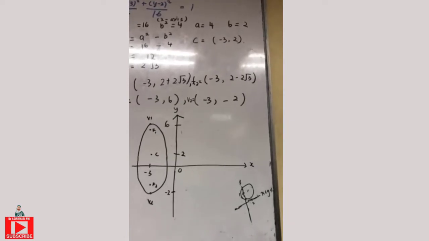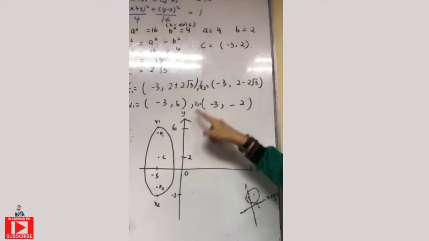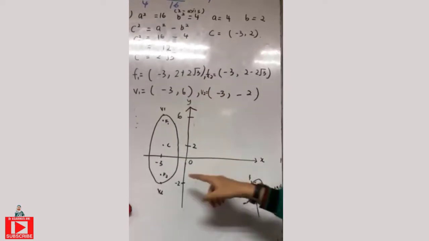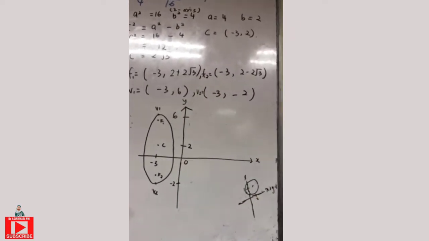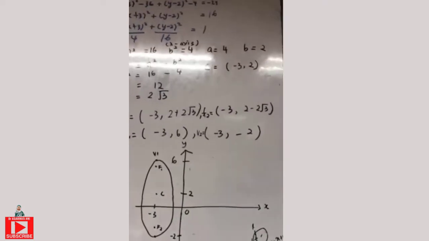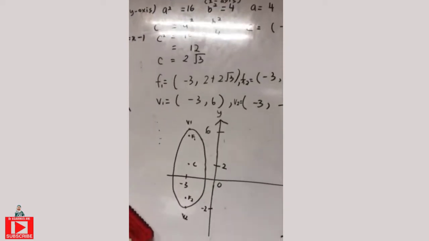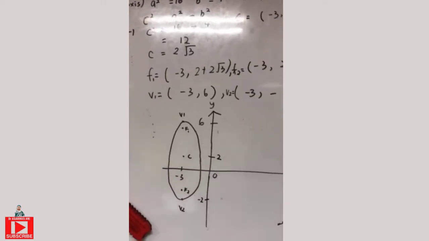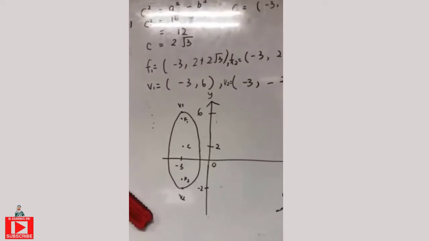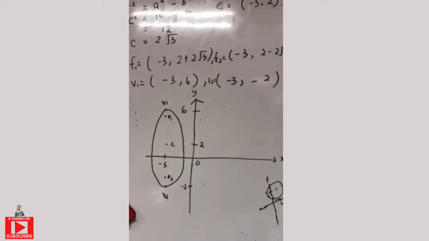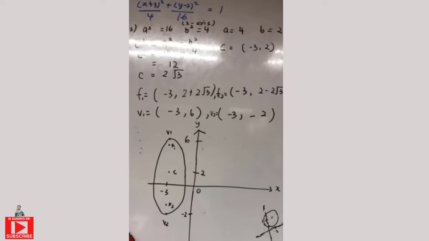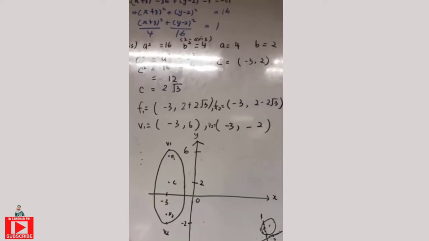Lepas tu dia suruh sketch the graph of the ellipse. Masukkan F1, V1, C, F2 gitu. So XY origin kita ada. So actually bagusnya check dulu. First check A tu below apa? Below Y. So the ellipse vertical, buat line vertical, right? Lepas tu B tu 2, buat minor punya axis, and then baru tengok dia punya. So x ordinate tak berubah for vertices, foci and center.